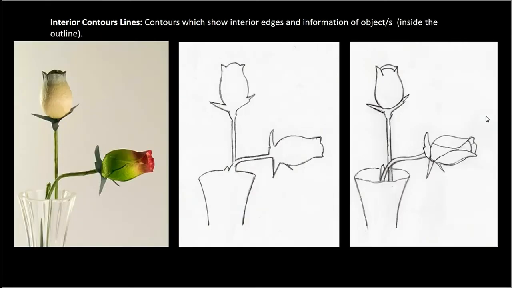Interior contours are contour lines which show interior edges and information of objects inside the outline. So here we have the outline like we had before, and you can see there's no crossover where this is bending over this other area. But once you start to do the interior contours, you do see that bend. You start to see a lot more detail and powerful edges that you see on the inside of the object as well. Notice that we're seeing the front edge of this vase now.